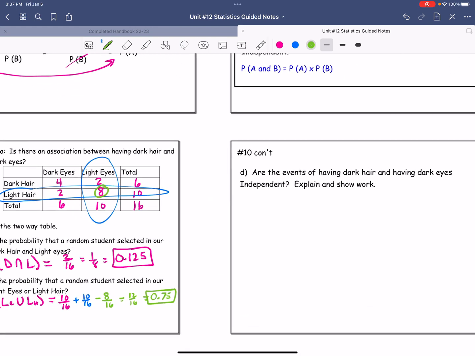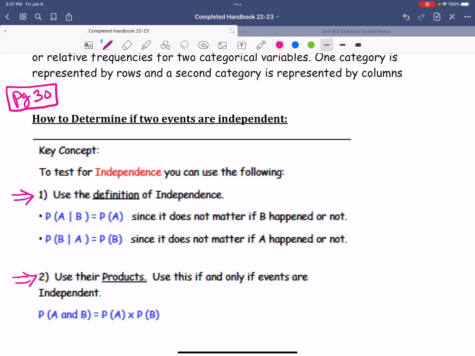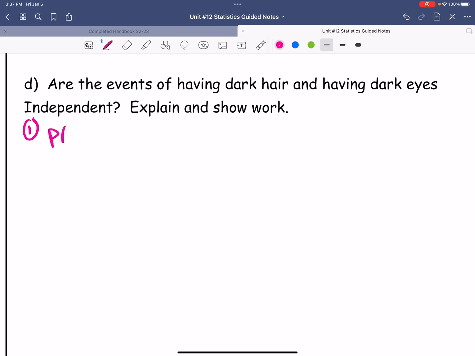Now let's look here. Are the events of having dark hair and having dark eyes independent? So what we can do is use 2 definitions. We're going to look at the first definition, and I'm going to your completed handbook. The first one is using if A given B is equal to the probability of A. So we're analyzing, is the probability of dark hair given dark eyes the same as the probability of dark hair? Then we know it didn't matter that they had dark eyes because they're going to have dark hair regardless. So let's test this out.